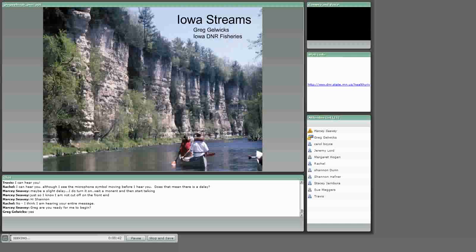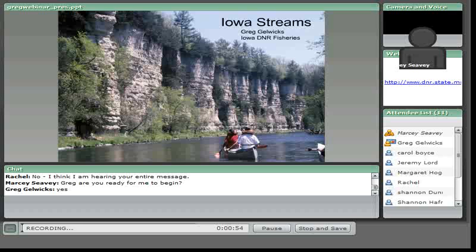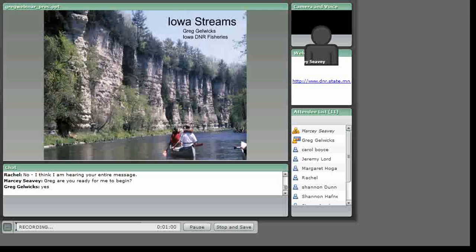We will have two presentations this evening, both about Iowa's water resources. First, we will discuss rivers and streams with Iowa DNR Rivers and Stream Research Biologist Greg Gelwicks. Then we'll take a short stretch break and we'll return to speak with George Antonio and Mike McGee, also from the Iowa Department of Resources, about Iowa's lakes and other standing waters. So without further ado, I'm going to turn the microphone over to Greg.